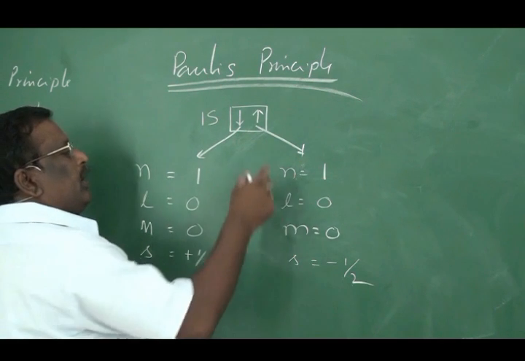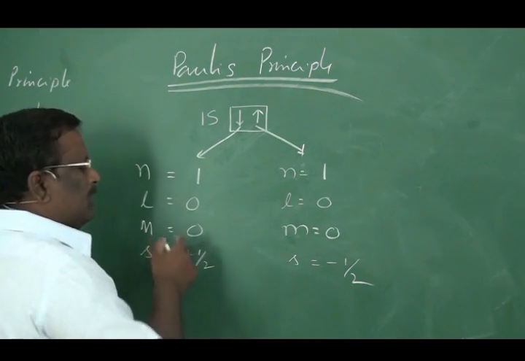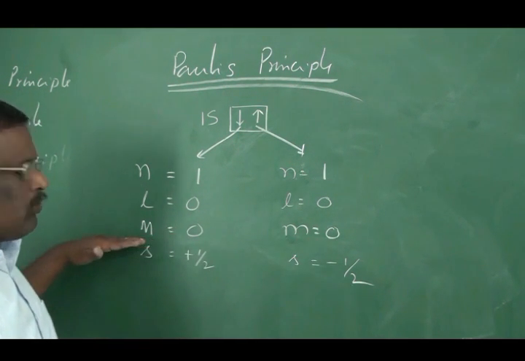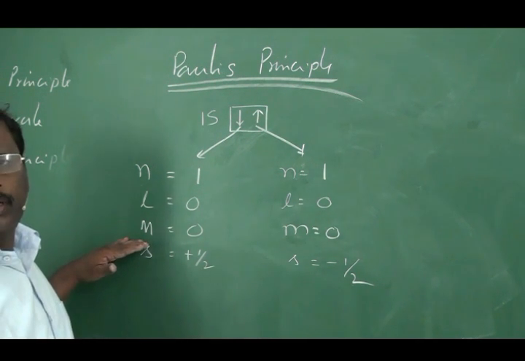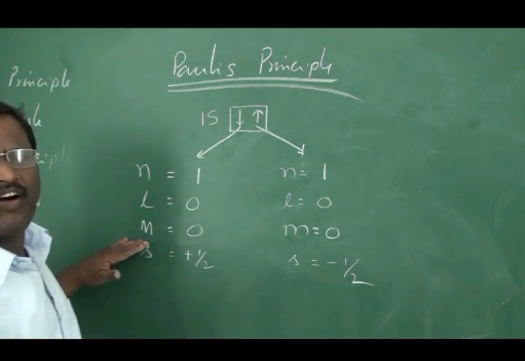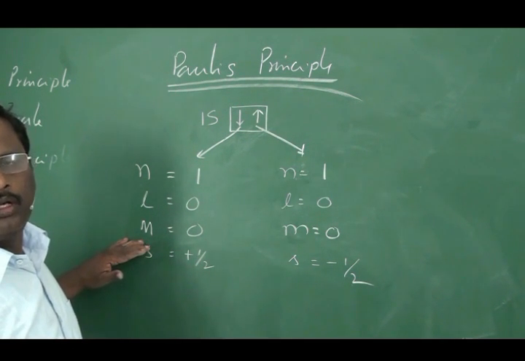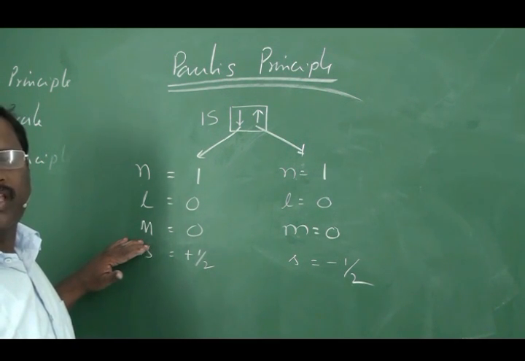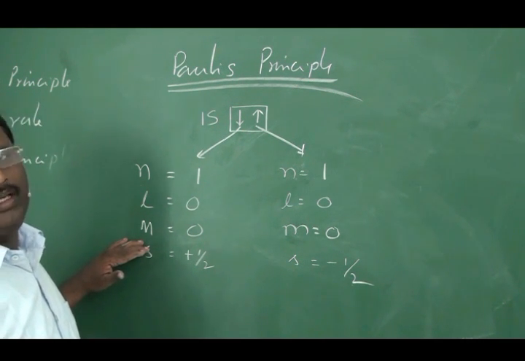When 2 electrons are there in an orbital, the orbital will have same set of 3 quantum numbers. For a given orbital, all 3 quantum numbers are same. So according to Pauli's principle, the 4th quantum number should differ. That means two electrons in an orbital must be in opposite spin. That is given by Pauli's exclusion principle. No two electrons in an atom will have same set of 4 quantum numbers.